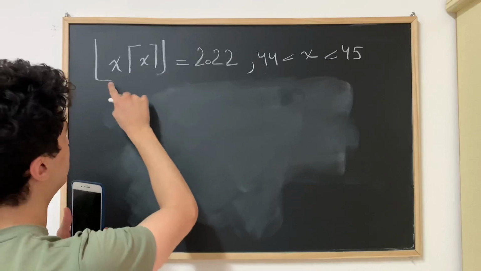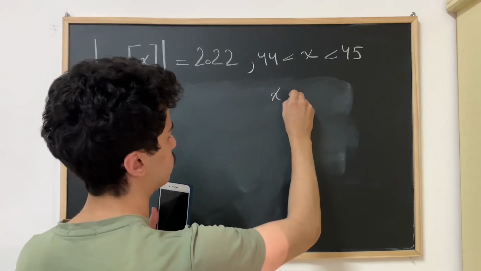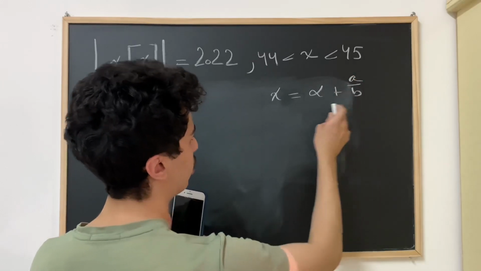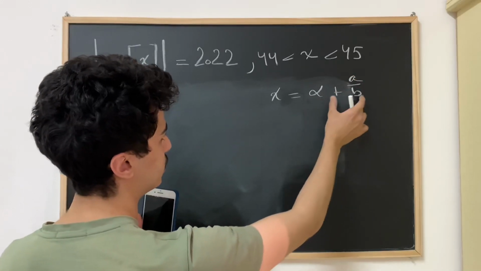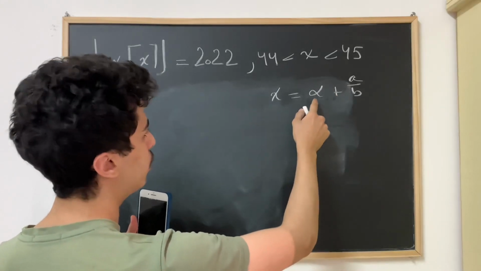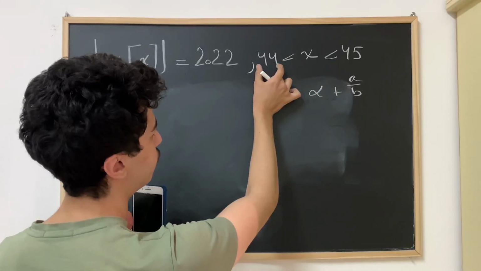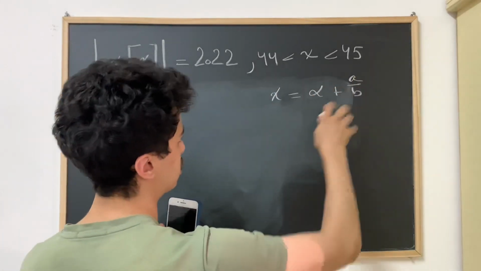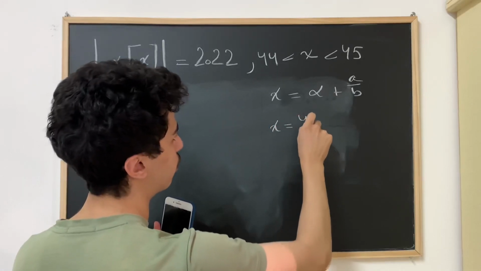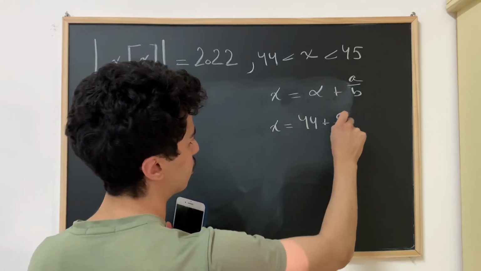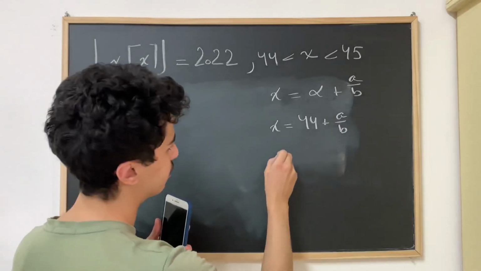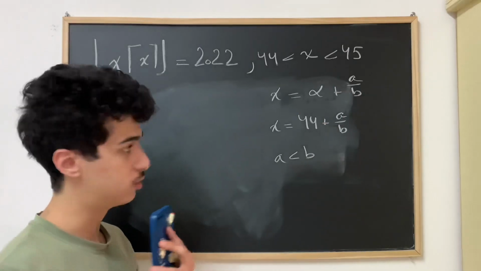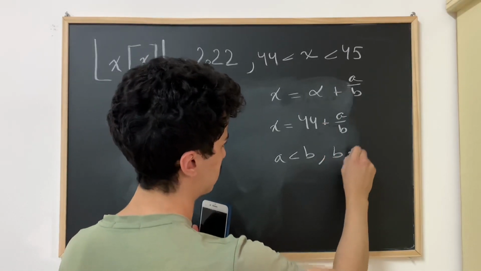Usually when we're dealing with these types of questions, you would do x equal to some number, say alpha, plus a over b, where alpha is just an integer and this is the decimal part. But we already know alpha because we're 44 and above. Well, we're not 44, we're just above 44 by some fraction, meaning x is equal to 44 plus some fraction. And of course here, a will be less than b. So we don't reach 45 and we don't exceed 45. And of course, b is not equal to 0.